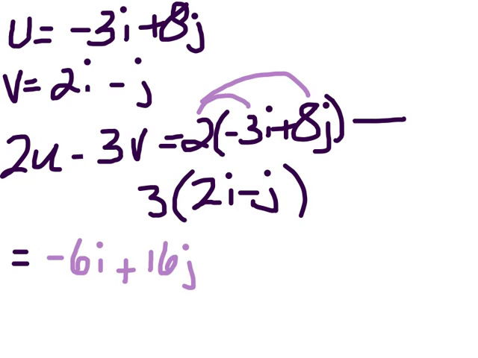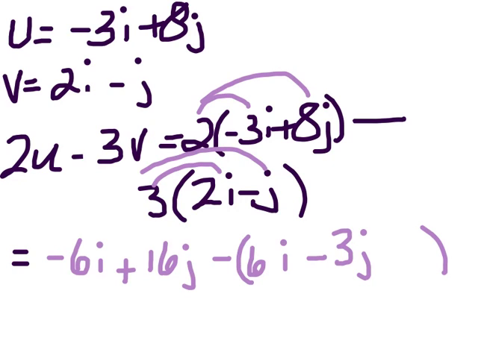Now I'm going to subtract, and because I got to subtract everything that comes out of it after it, let me put that in parentheses. 3 times 2i is 6i, and 3 times -j is -3j. All right, so I've still got some more cleanup to do, don't I? Because now I've got subtracting some things in parentheses.